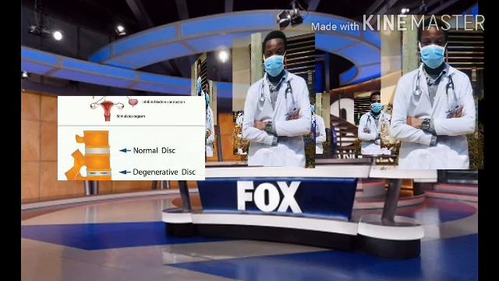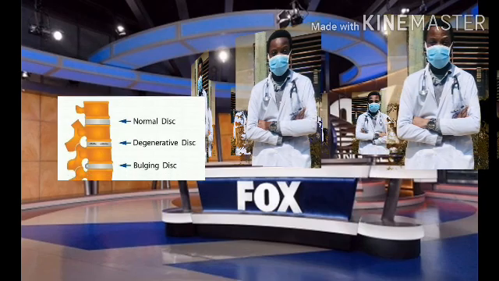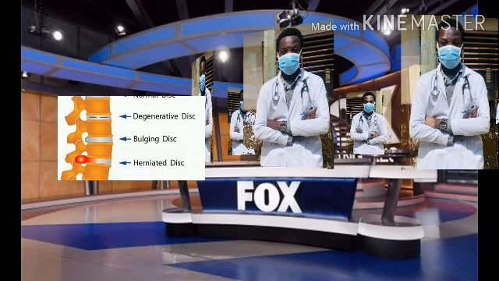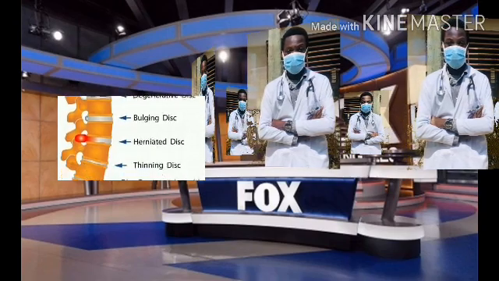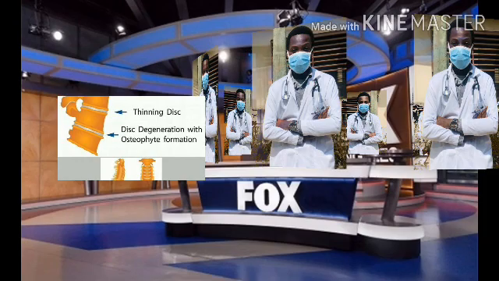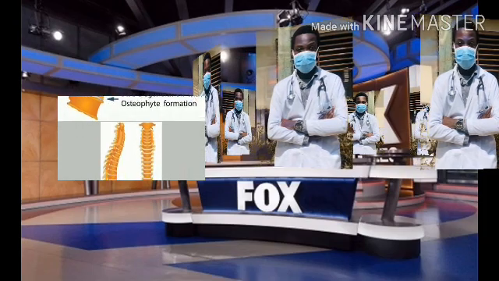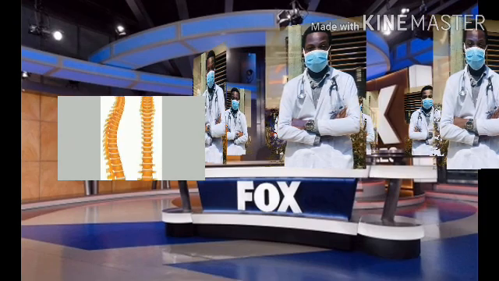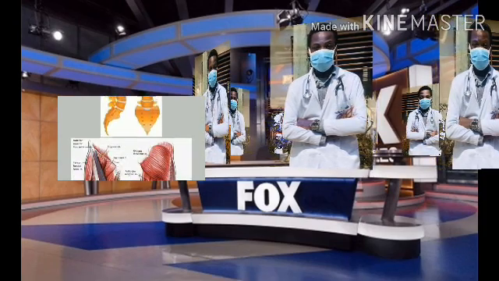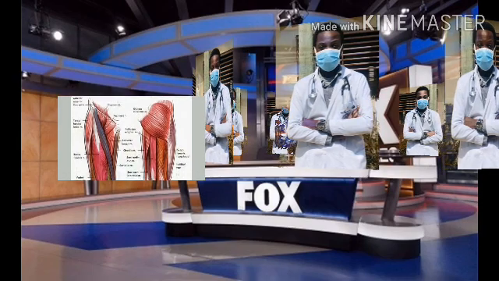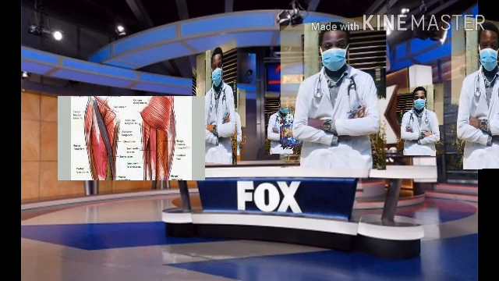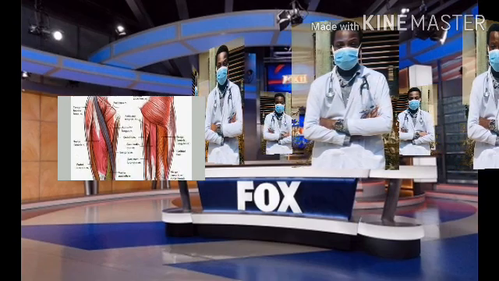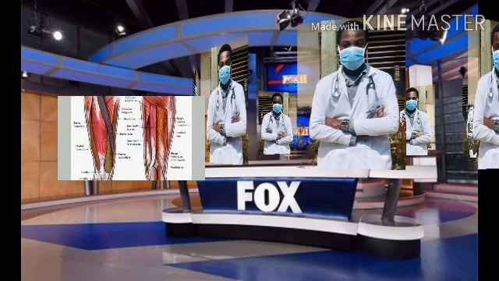So fluid requirement in children according to age: less than a year, you give 150 milliliters per kilogram. 1 year, you give 140 milliliters per kilogram. 2 years, you give 130 milliliters per kilogram. 4 years, 110 milliliters per kilogram. 6 years, you give 100 milliliters per kilogram. 8 years, you give 90 milliliters per kilogram. 10 years, you give 85 milliliters per kilogram. And 12 years, you give 70 milliliters per kilogram.